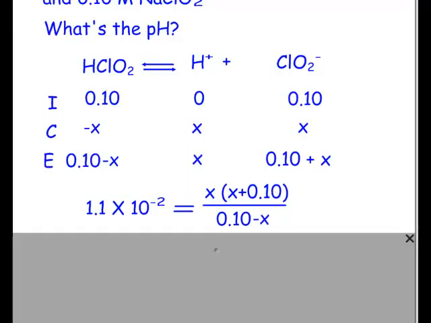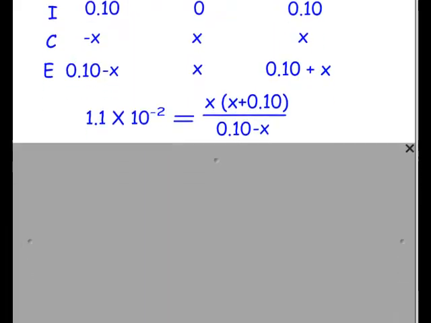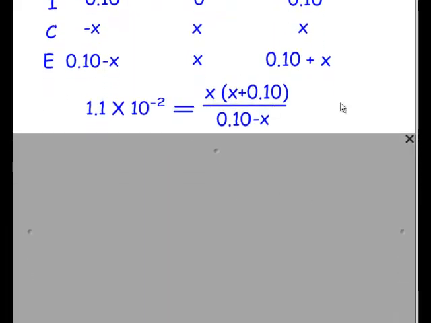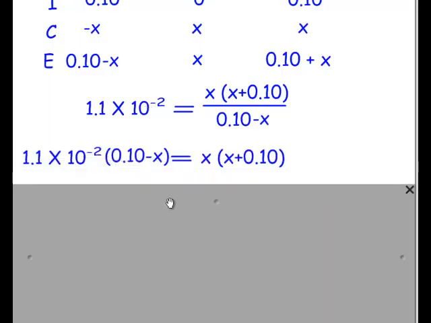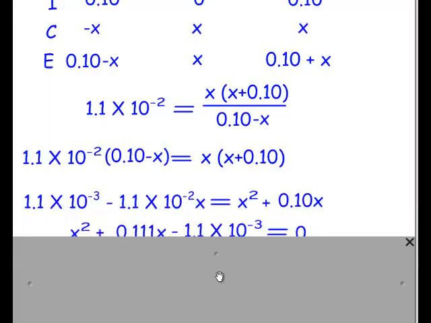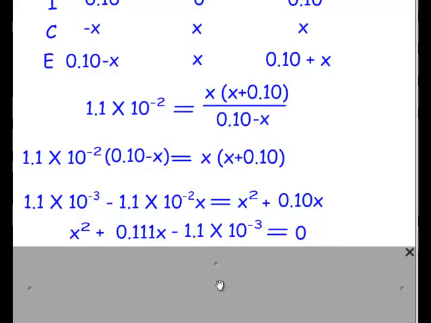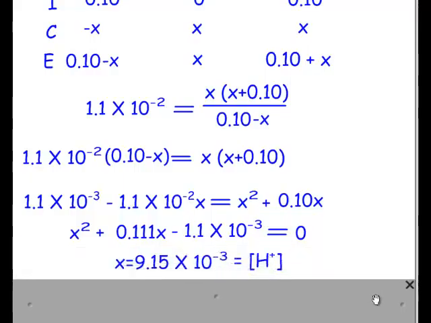Once again, I'm not going to be able to neglect x. Next video, I'll give you something that you can neglect x. But for right now, we're going to have to do this the long way because that's too big a number. But I'm going to do my usual, combine like terms. I'm going to multiply both sides by the denominator. Then I'm going to combine like terms. You can check all this math yourself later. Finally, I get a nice quadratic, which I can solve for x.